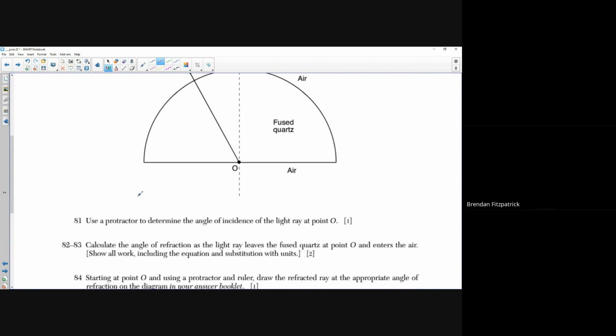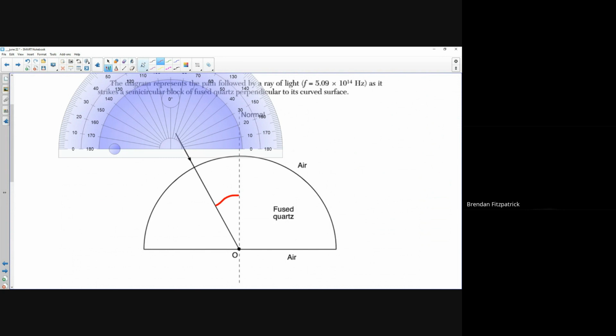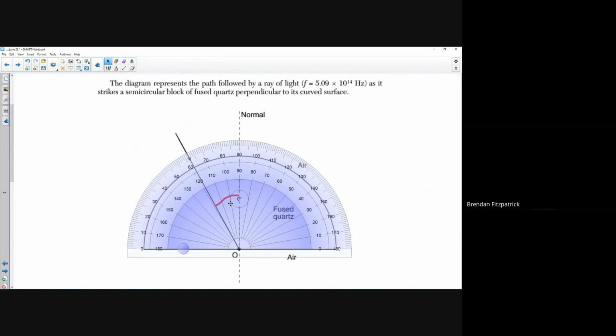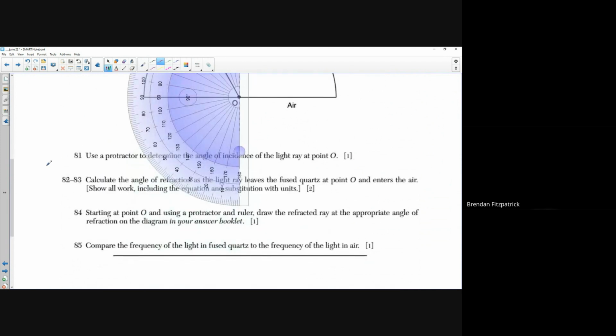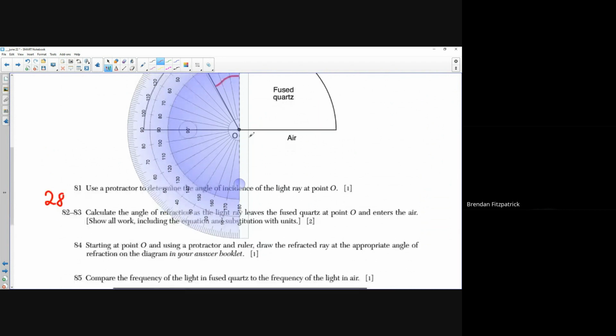All right, use a protractor to determine the angle of incidence at point O. So I need this angle. My protractor. Line up my vertex. And remember, you got to hold it so that 0 degrees corresponds with the normal. So that looks like 28. It is 28 plus or minus 2 degrees. Cool.